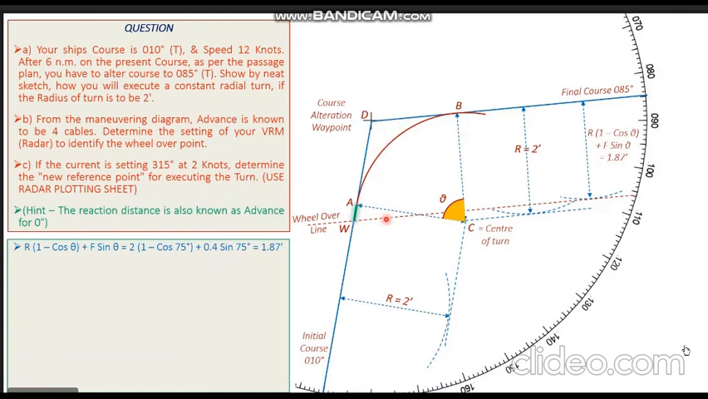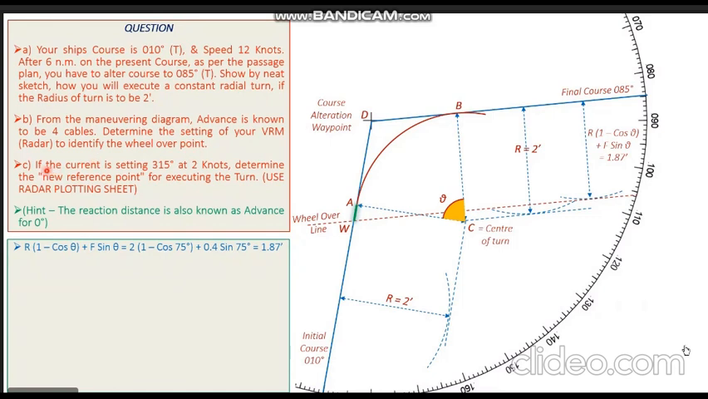So wherever you are, irrespective of whether you have a cross track error or not, if you have this 1.87 VRM fixed up on your chart, fixed up on your radar, you know whenever this VRM touches your final course line or the final course extended backwards, it is time to put the wheel over and start the alteration. So we get our answer for part B of the question. So this is the setting of our VRM to identify the wheel over point.